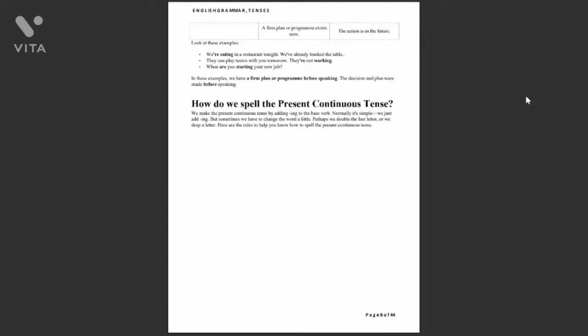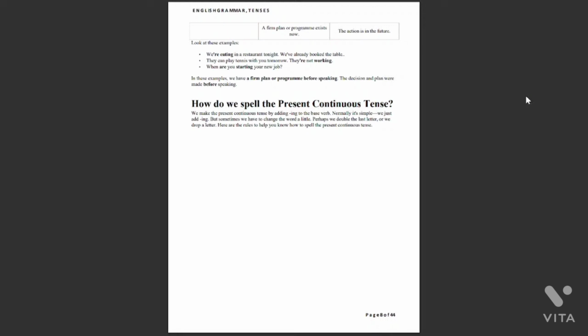Okay, look at these examples now. We are eating in a restaurant tonight. We have already booked the table. So this is going to happen later, not now. It is later. Okay, something in the future, like at night. And see, they can play tennis with you tomorrow. They are not working. When you are starting a new job. So this is something which is like future tense. In these examples, we have a plan or a program before speaking. The decision and the plans were made before speaking.